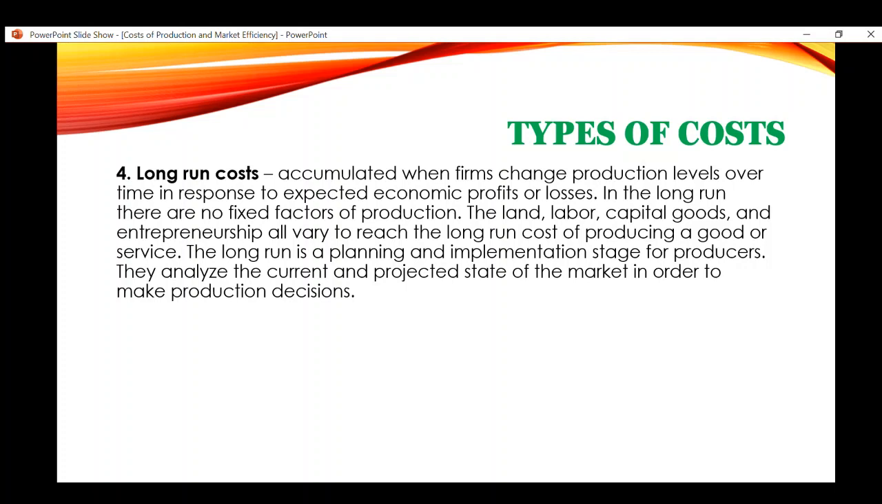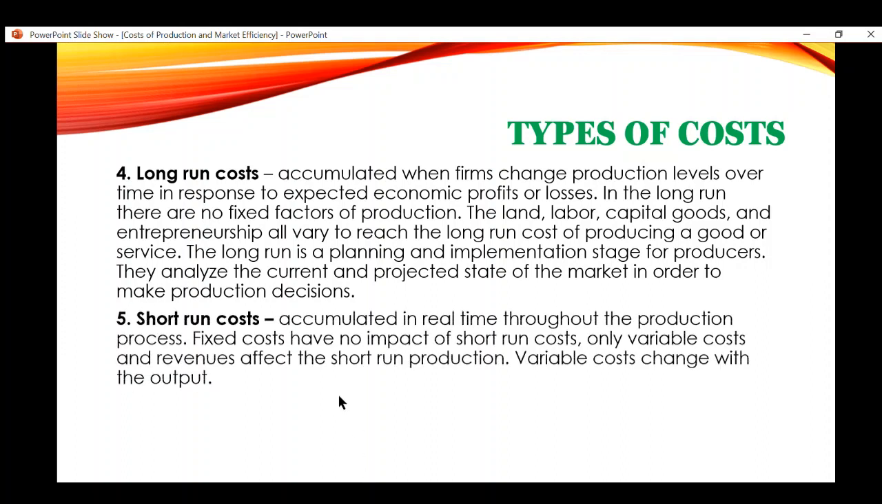sa other nga company. Pag moingon sa taog, short run, so these are costs that are accumulated in real time throughout the production process. So fixed costs here have no impact of short run costs. Only variable costs and revenues affect the short run production. So pag moingon taog, short run, mas lisod tang mo adjust kay mubo raman ang panahon. Dili pa nga naka-flexible ang ato ang adjustment with response to our costs and expenses and in our production.